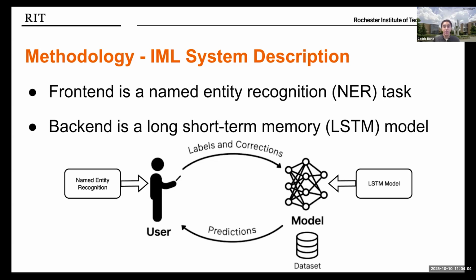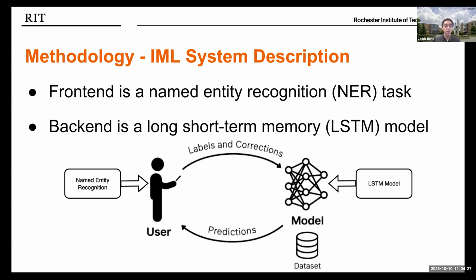An example would be to categorize the word Washington. Washington could be a person like George Washington, or it could be a location like Washington, D.C. In this instance, the backend of the IML system is an LSTM model. We chose a pretty lightweight LSTM model because we wanted the annotators to see their changes reflected in the model during the annotation session.